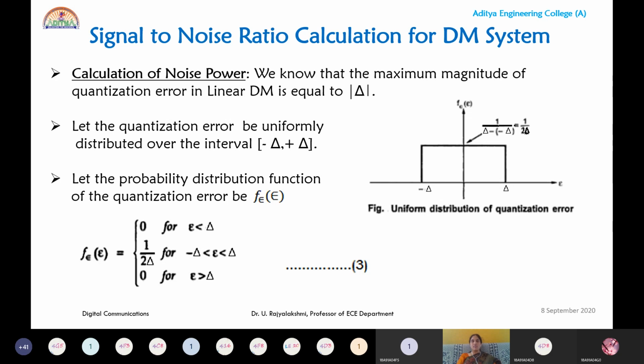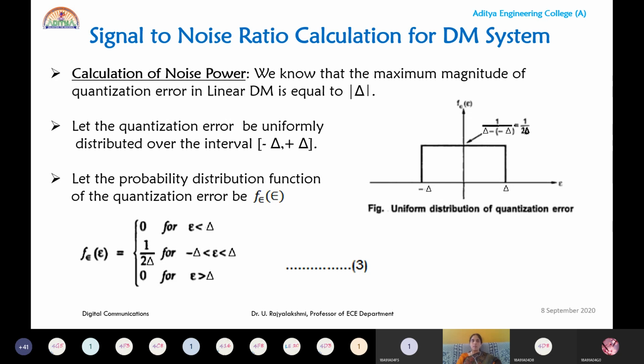But in the case of PCM, we took it as minus delta by 2 to plus delta by 2. If you take B as delta and A as minus delta, what is the magnitude for a uniform distribution? It is 1 by B minus A, where B is delta and A is minus delta. So 1 by delta minus of minus delta, which is 1 by 2 delta. In PCM we got the magnitude as 1 by delta.